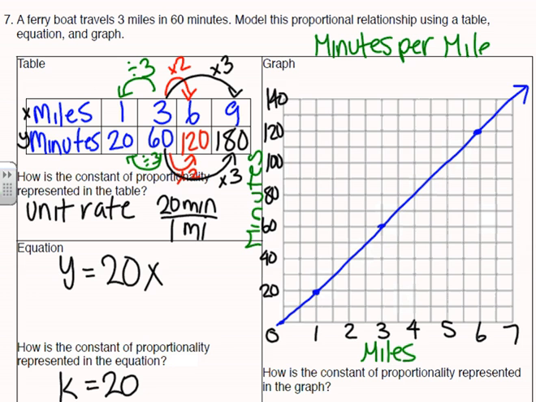Okay, and then the constant of proportionality is represented in the graph with the slope. So let's test it. We can draw in our slope triangle. We went up 20 over 1. So that is a slope of 20 over 1, which is just 20. So we would answer that by saying it's represented with a slope of 20.